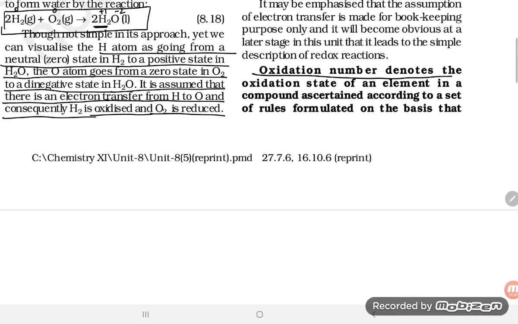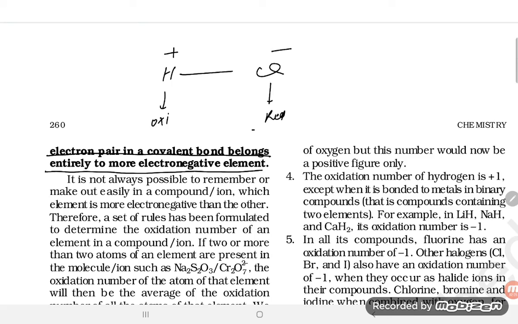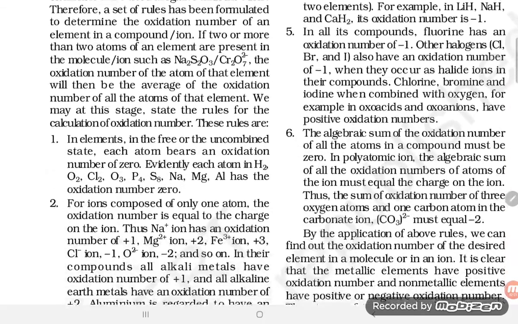Oxidation number denotes the oxidation state of an element in a compound, ascertained according to a set of rules formulated on the basis that the electron pair in a covalent bond belongs entirely to the more electronegative atom. Like in HCl, one atom takes negative and the other takes positive. Positive means oxidation, and negative means reduction. That is the meaning of redox reaction, students.